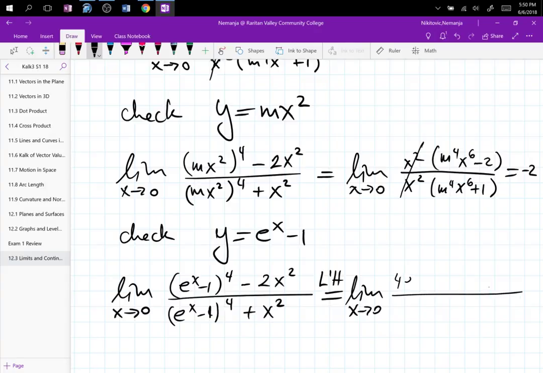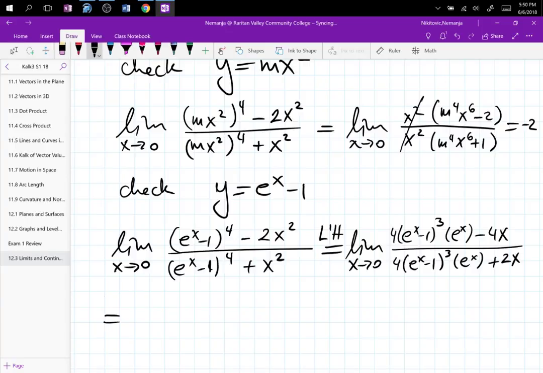We have 4 (e^x - 1)^3 times the derivative of the inside, which is e^x, minus 4x, divided by 4 (e^x - 1)^3 times the derivative of the inside, which is e^x, plus 2x. This is still 0 over 0 because of the e term, right? Again. Do it again. Welcome to Calc 1.